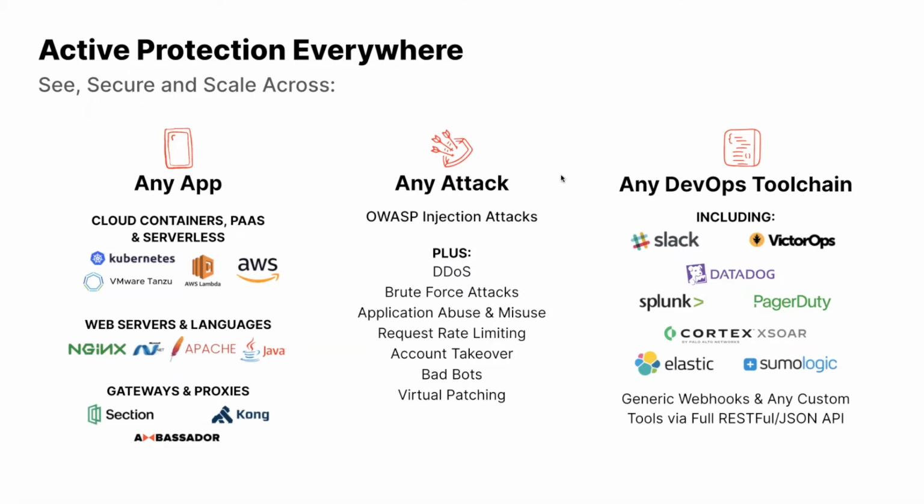And finally, any DevOps tool chain over here on the right. So if you're using Slack or Teams, we can push security notifications to those specific channels. We can integrate with Datadog for metrics, Splunk as your SIEM tool, and really almost any other tool, because we are built API first, which means all this data can be made available through our API as well.